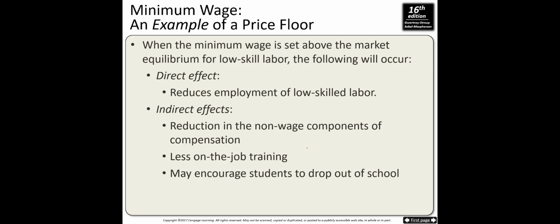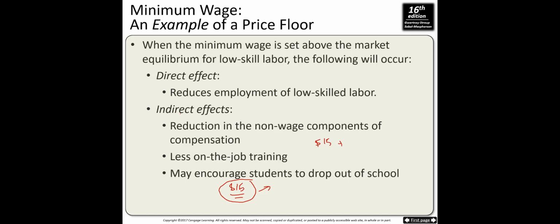Reduction in the non-wage components of compensation. So companies might pay you $15, but they may reduce the health benefits or retirement benefits. And there's going to be less on-the-job training because companies are trying to save money, and this may encourage students to drop out of school. So if you see that the companies are paying $15 minimum wage, then you might say, I'm not going to go to school anymore and work for minimum wage.